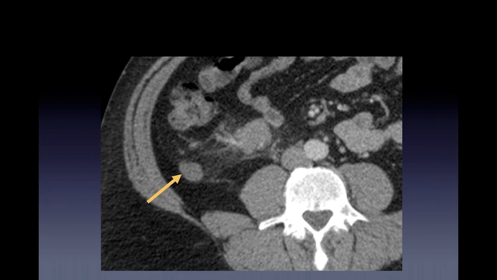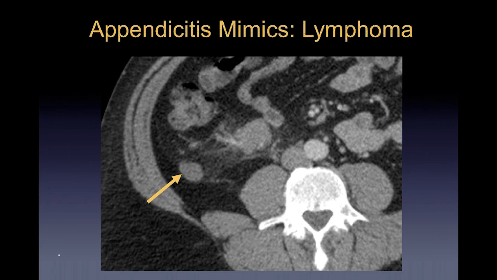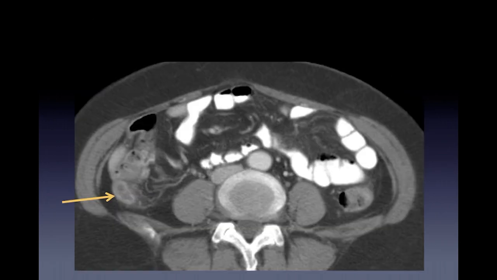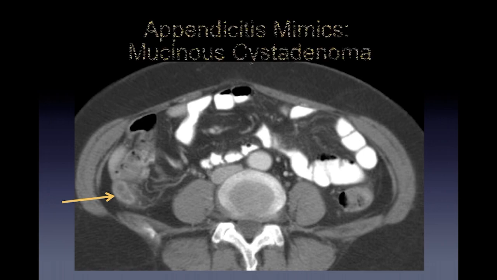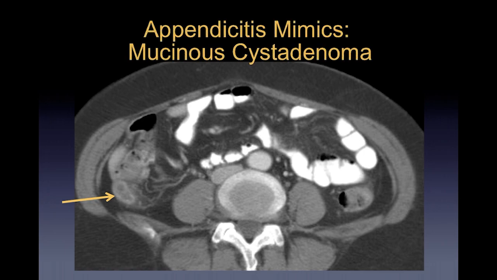Here, another big looking appendix, stranding around it. We also, if we look carefully, see some evidence of other lymphadenopathy regionally. This was lymphoma involving the appendix. So neoplasm can sometimes look a lot like appendicitis. Another example here, a little bit different, a more cystic look to the appendix, wall thickening, hyperemia, sort of fluid-like lumen, but this was a mucinous cystadenoma of the appendix.